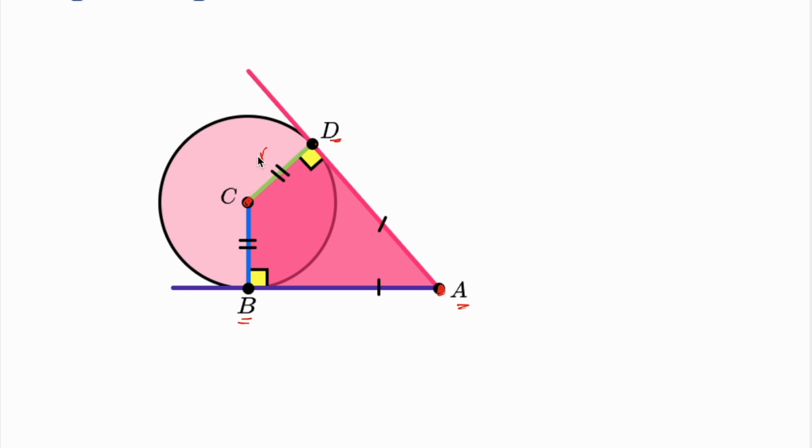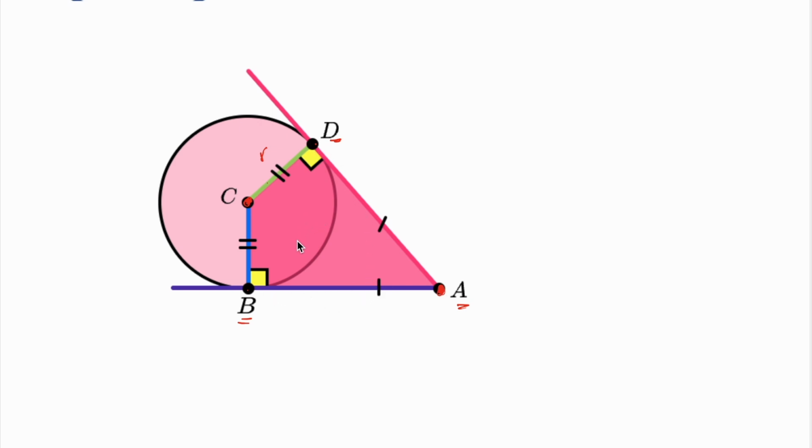Hence, we can say that this side CD is equal to this side CB, and if both the tangents that originate from the same point are drawn to the circle at different points, then they are always equidistant, which means that this side AB equals this side AD.